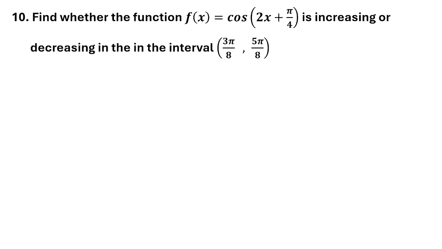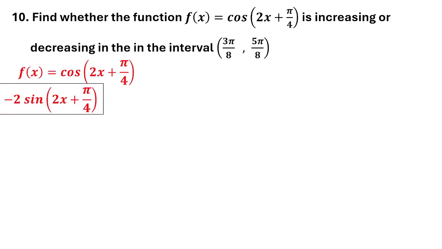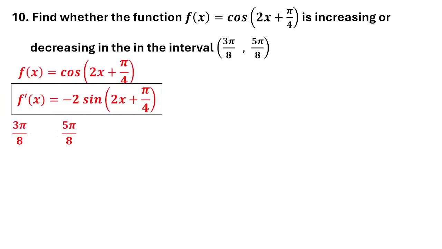Find whether the function is increasing or decreasing. The same technique, but we have to see that in the given interval. We are not going to see in the whole R. We have been given an interval. We have to check in that interval whether the derivative is positive or negative. f dash of x I have found. Now let us take the given interval, 3 pi by 8 to 5 pi by 8. Therefore, x lies between this.